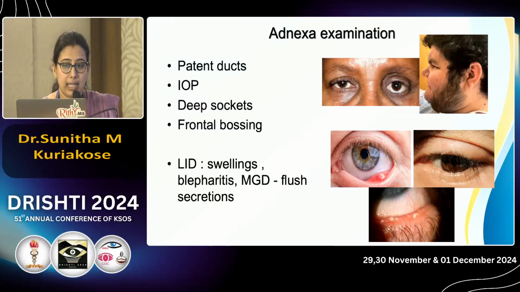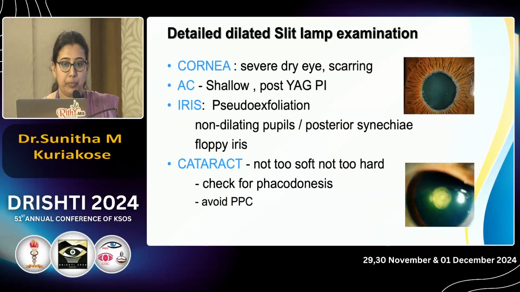Always do a detailed adnexal examination, check for the ducts, check for the intraocular pressure, check if there's a deep eye socket, if there is frontal bossing, look for lid swellings. We need to evert the lid and look for it, only then we'll get it. If there is severe MGD, squeeze and flush it out, give topical steroid antibiotic ointments, give a course of oral antibiotic, and only then take for surgery.